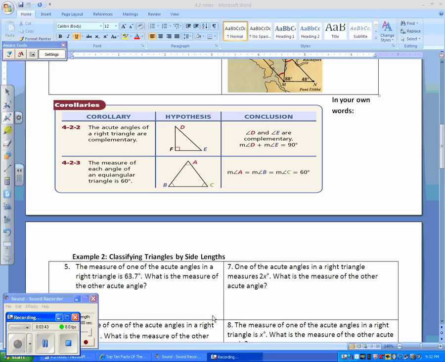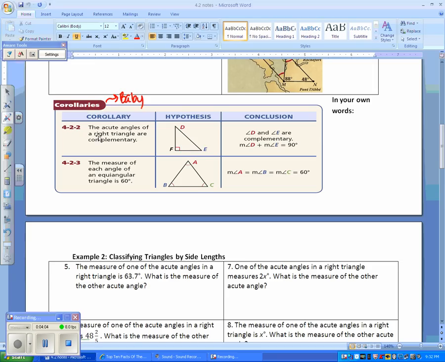Okay, so there's two corollaries to the triangle sum theorem. A corollary is like a theorem. It just stems from it, like the baby of the triangle sum theorem. And basically it says if we're talking about a right triangle, let's say, and you know all the angles have to add up to be 180 degrees, right?